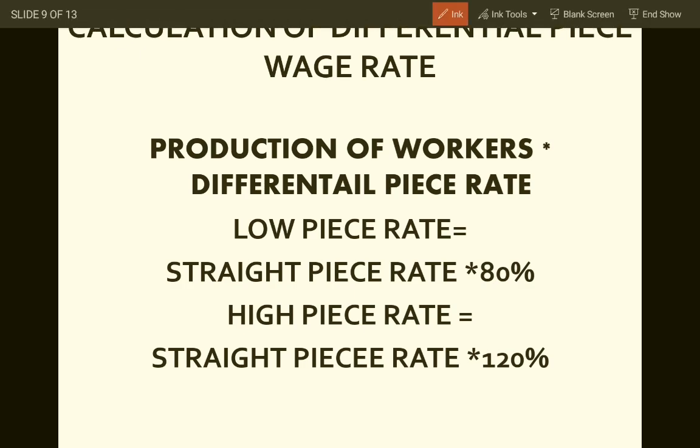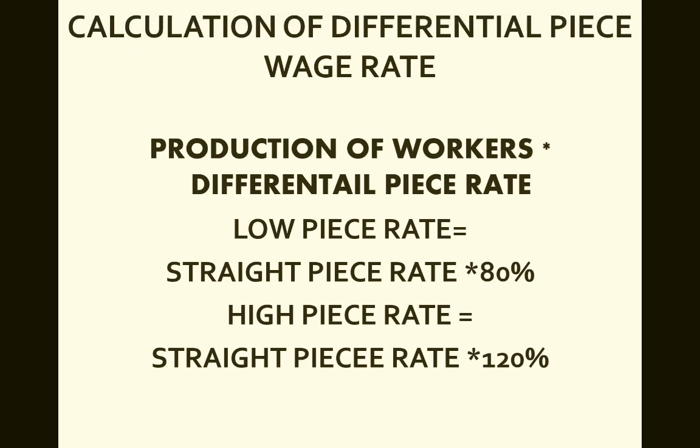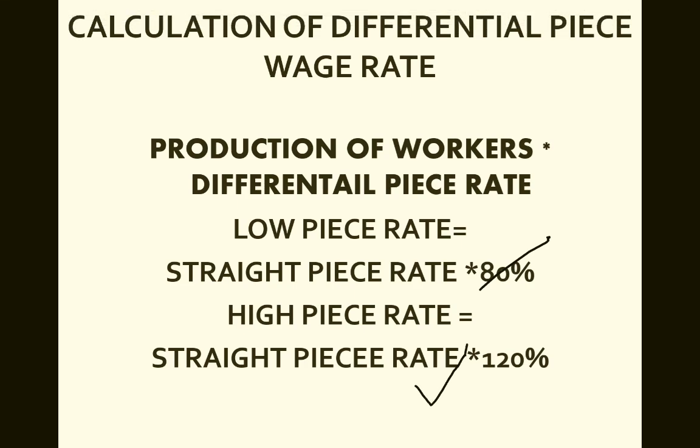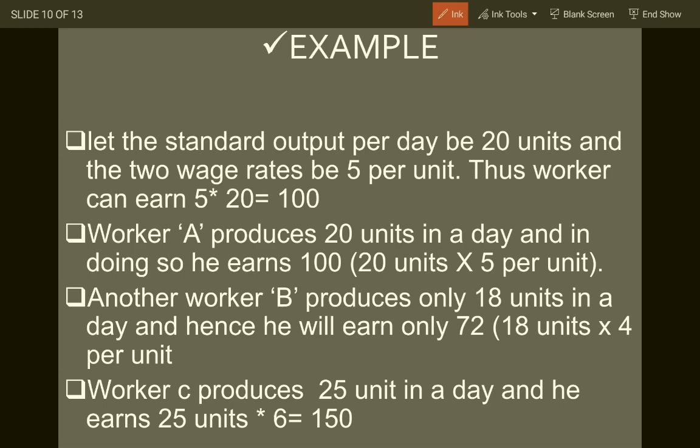Let's continue. Calculation of differential piece wage rate: production of the worker multiplied by the differential piece rate. The low piece rate will be paid at 80% and the high at 120%. Let's see with an example. Let the standard output per day be 20 units and the wage rate be 5 per unit. Thus a worker can earn 5 into 20. This is the standard: they should at least produce 20 units, and the rate per unit is 5.